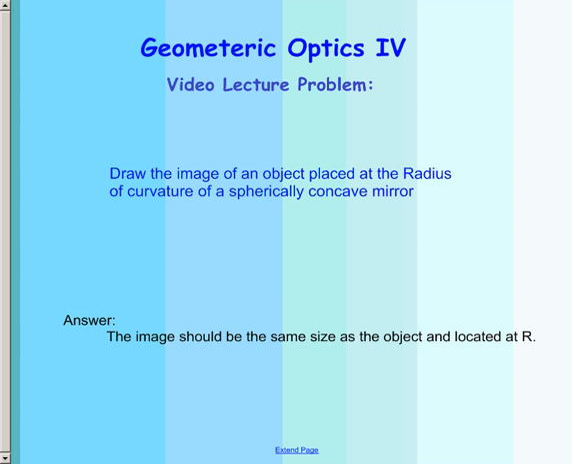There is your video lecture problem. So you're going to draw a mirror again, the focus and the radius. And then I want you to put an object exactly on top of the radius of curvature and draw the 3 rays. And the image you get should be the same size as the object, and it should be upside down, and it should be located right at the radius of curvature. So, see how you do.